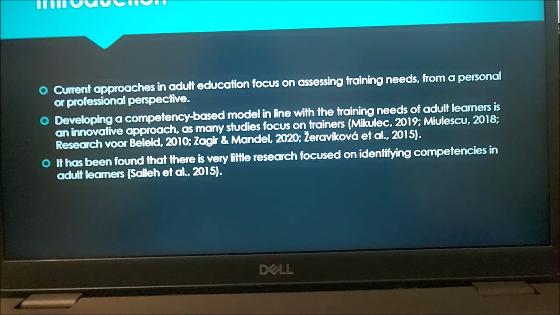Current approaches in adult education focus on assessing training needs from a personal or a professional perspective. To increase learning motivation, adults want to clarify their concrete needs, to know clearly how they will be able to use the learning experiences in which they are being trained. The adult learner will be understood as skills are explored in close connection with their training needs and training strategies.